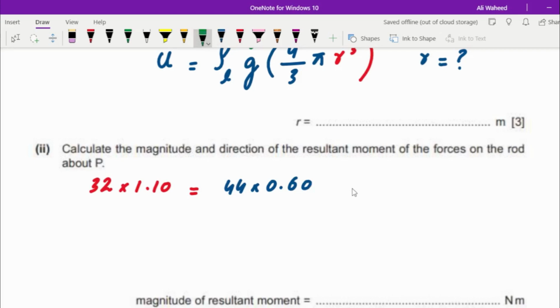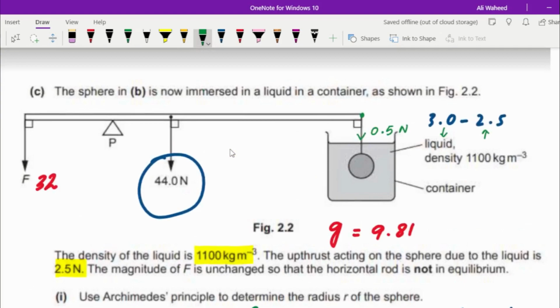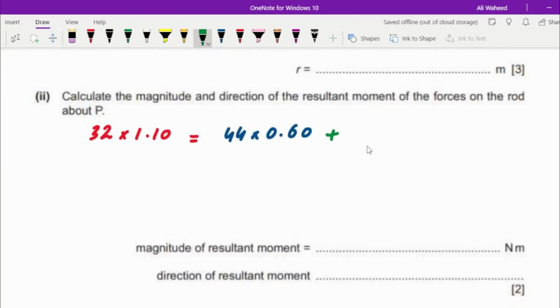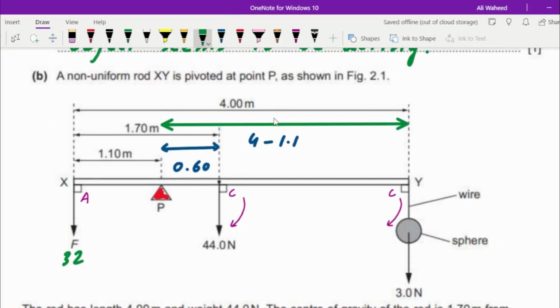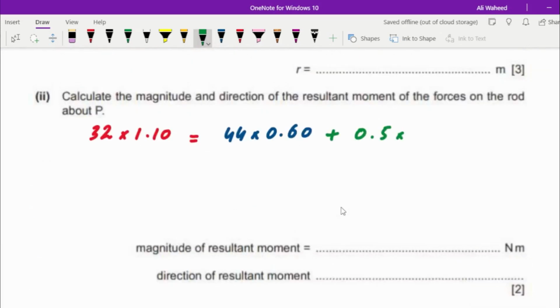Plus, because there's another force that will rotate it clockwise, which is a resultant force of 0.5 Newton. So 0.5 times the perpendicular distance of that force from the pivot, which is once again 2.9. How do we know? We labeled it over here. You see, the distance of the 3.0 force from the pivot was 2.9. So this equals 2.90 meters. So we write it over here.